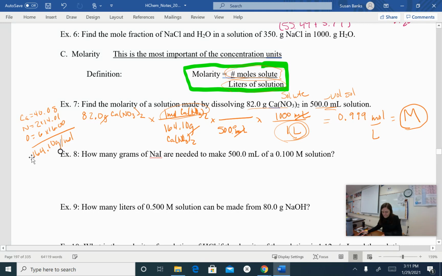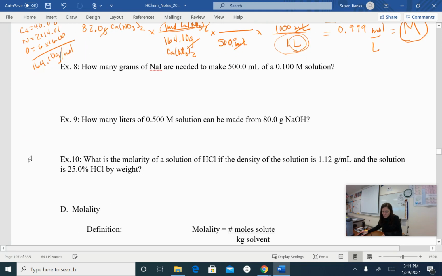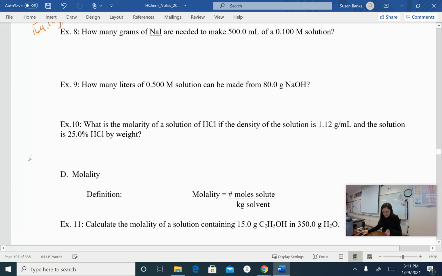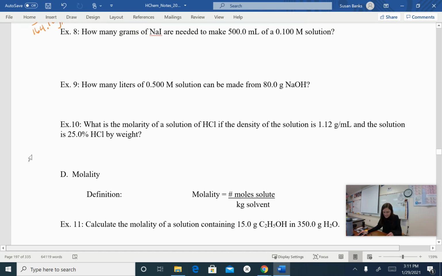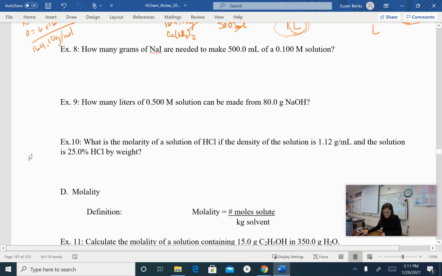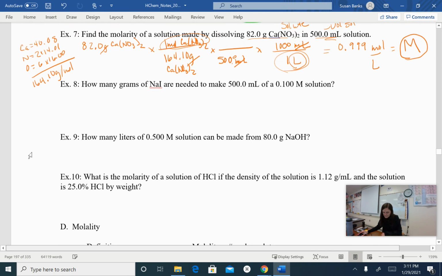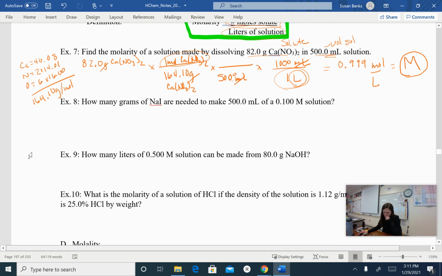All right. I want to do example 10. We're going to come back next time and do examples 8 and 9 later. Actually, I probably want to do, let's see.